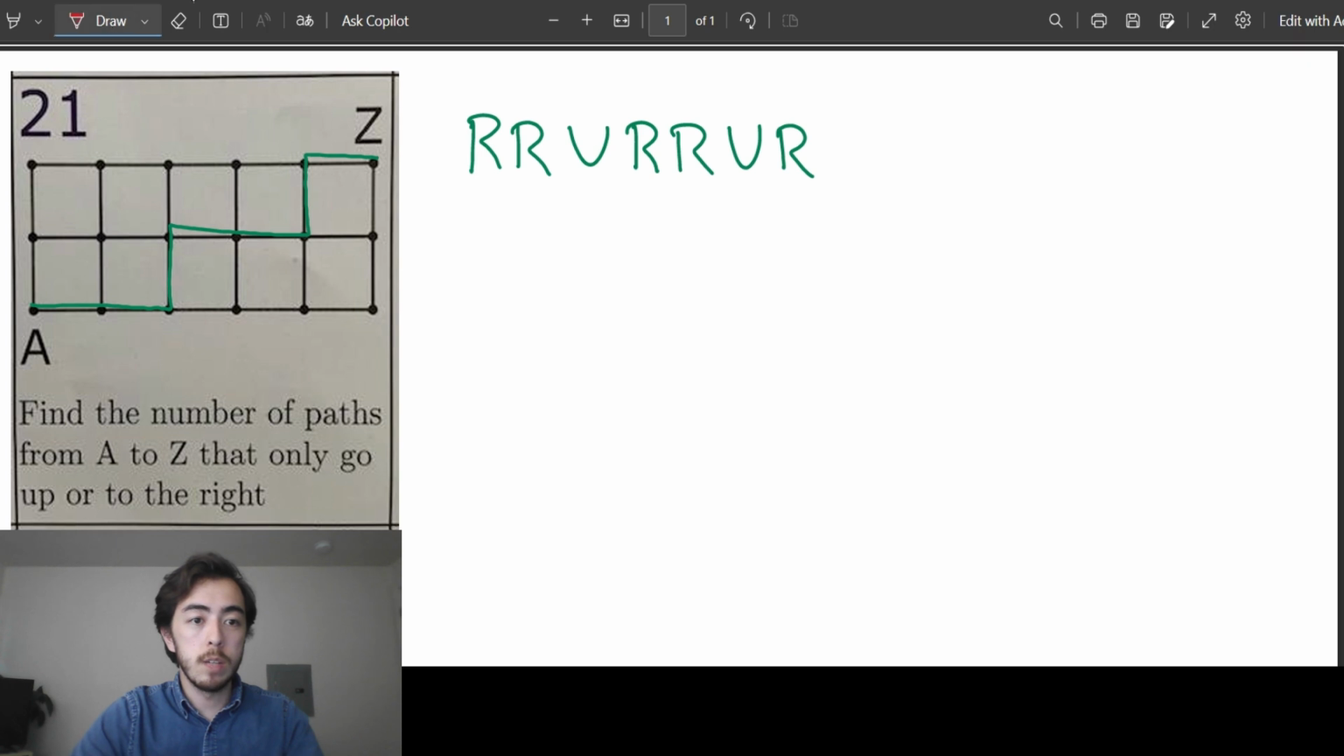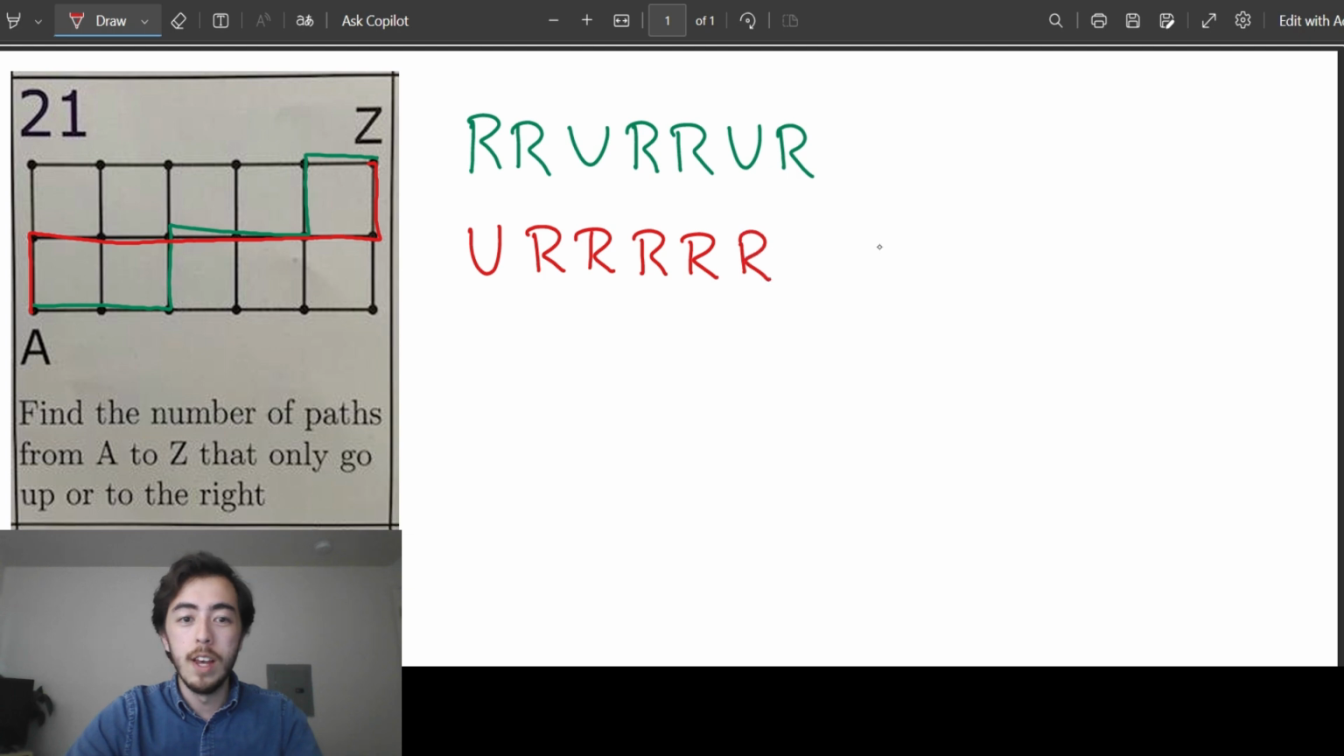Maybe let's pick another one. So I'll go up. And how about let's just stack all the rights all in a row, and then we'll go up at the end. So that was up, and then 1, 2, 3, 4, 5 to the right. And then finally I went up at the end.